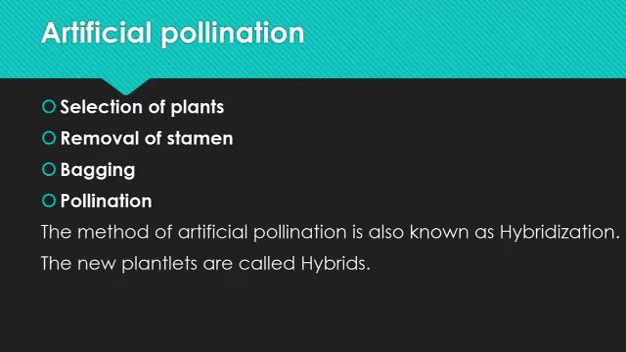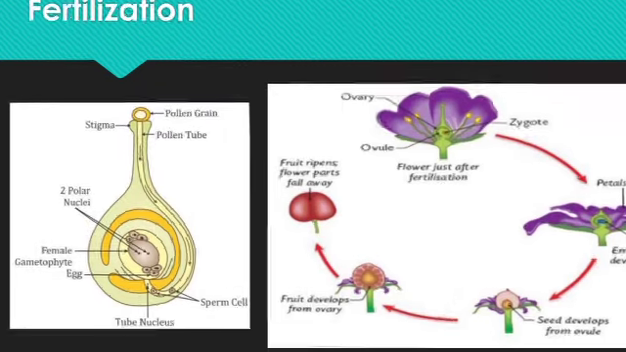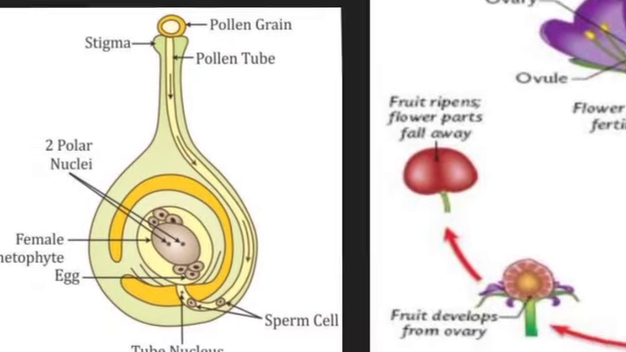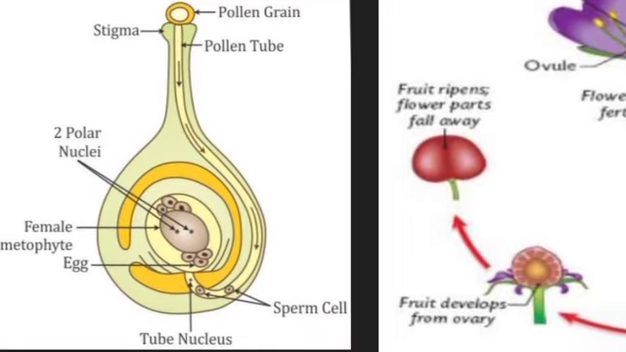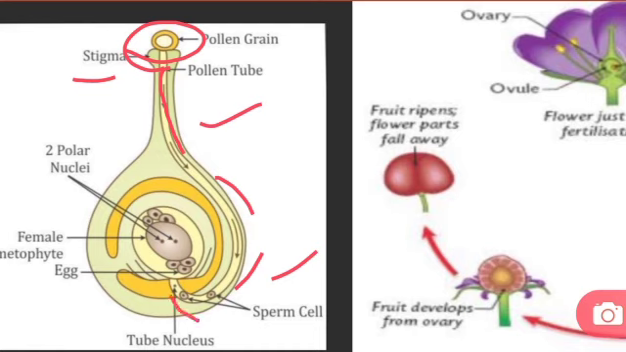Okay, now coming to the next slide, that is fertilization. Fertilization is the important process that takes place to give rise to a seed, with the help of which a new plant occurs. Now what happens in this fertilization, you can see this is the stigma part, this is the style, and this is the ovary. Now the pollen grain, when it lands on the stigma, what will happen? Slowly it will start forming the pollen tube and slowly it will start coming towards the ovary.